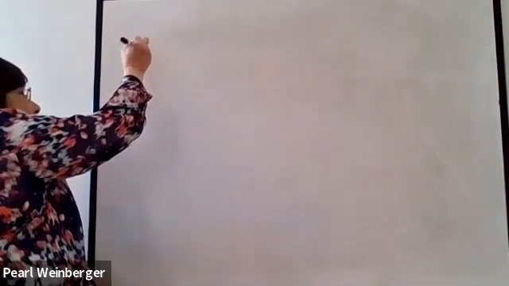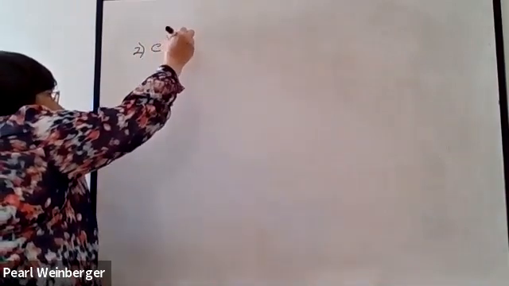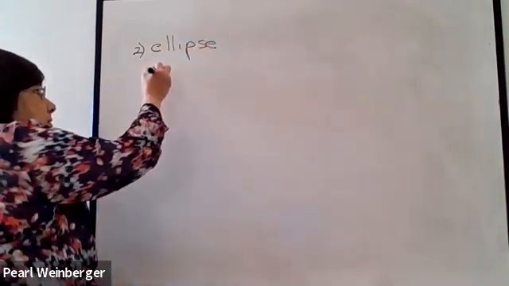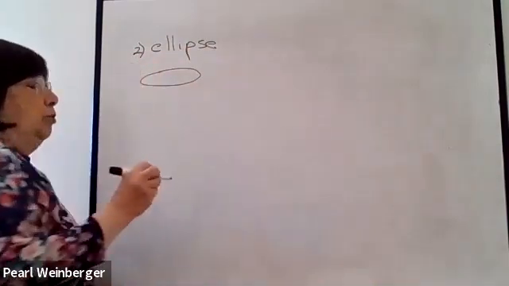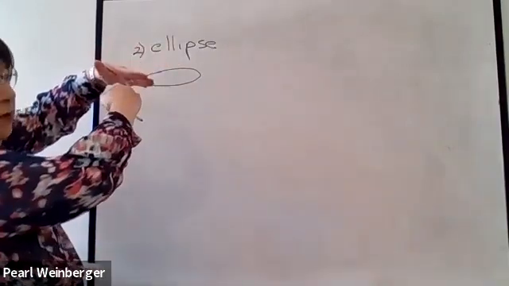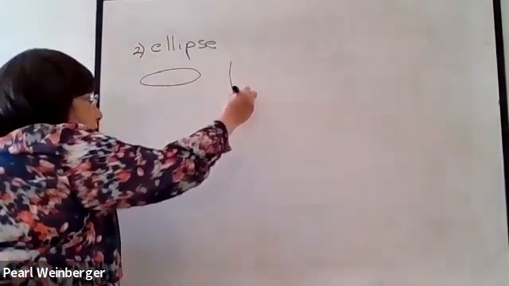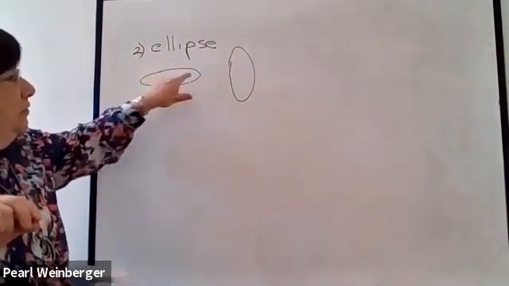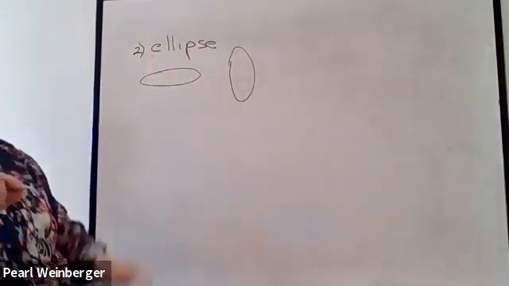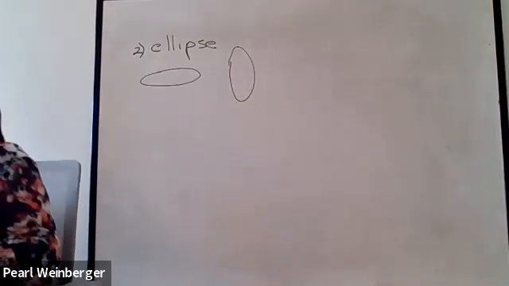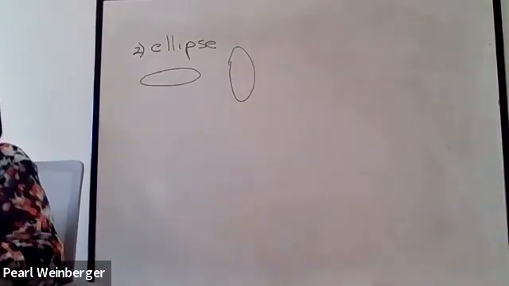So this is the second of our 4 conic sections. It's an ellipse. It's an oval shape, in other words, a flattened out circle. And it could be flattened out horizontally, or it could be flattened out vertically. It's different either way. So the question is, what do we have to know about an ellipse?